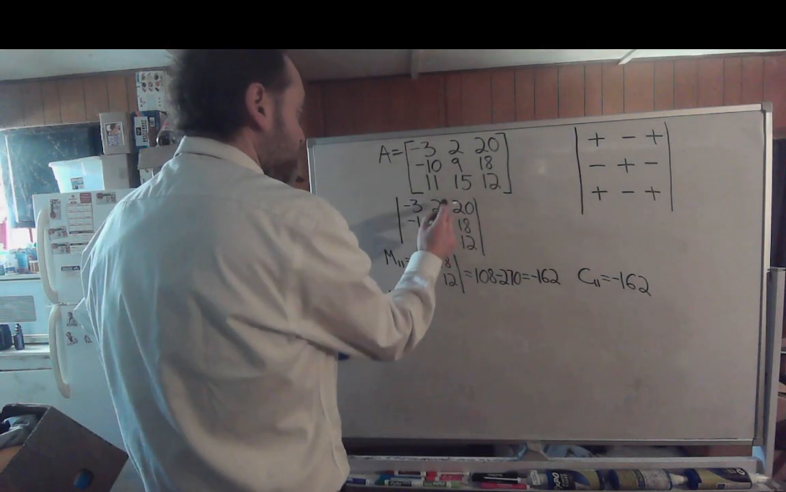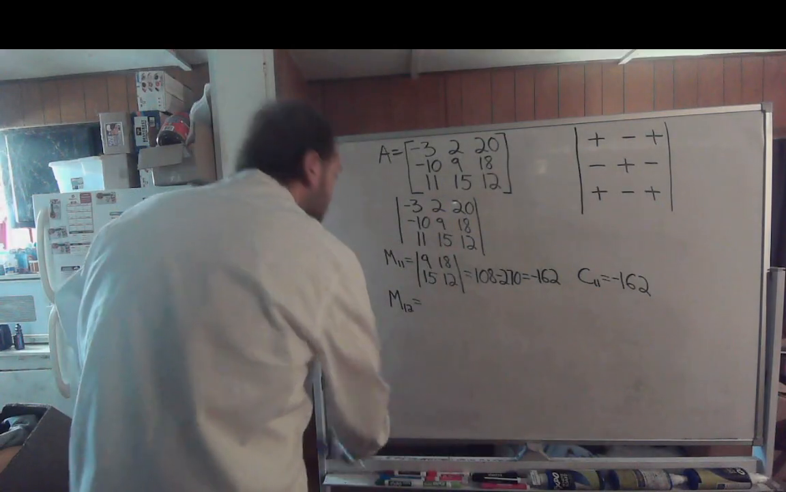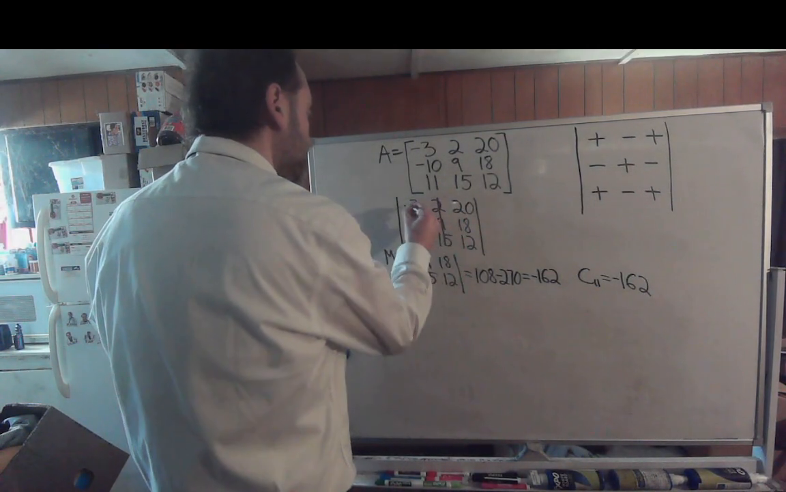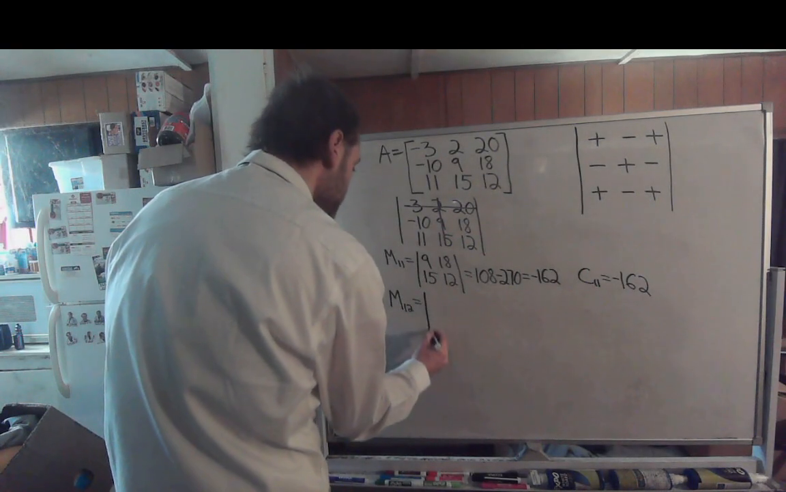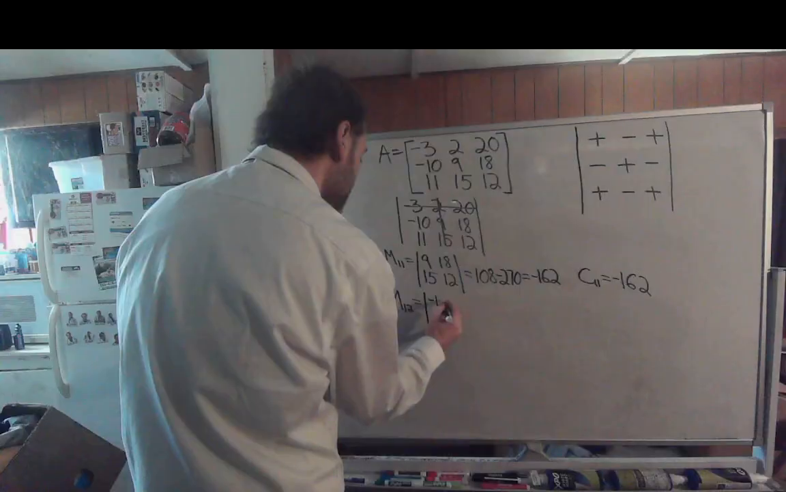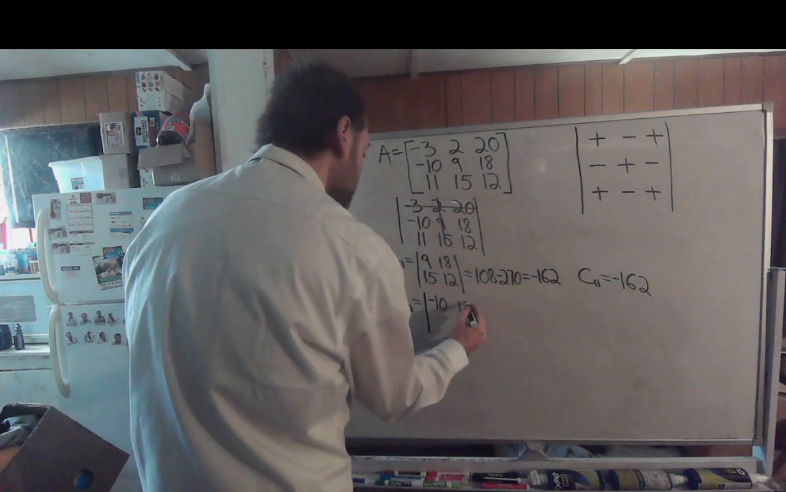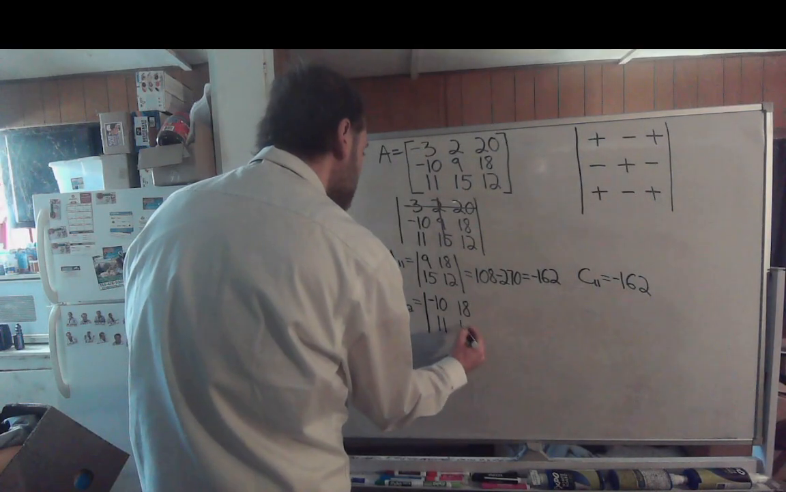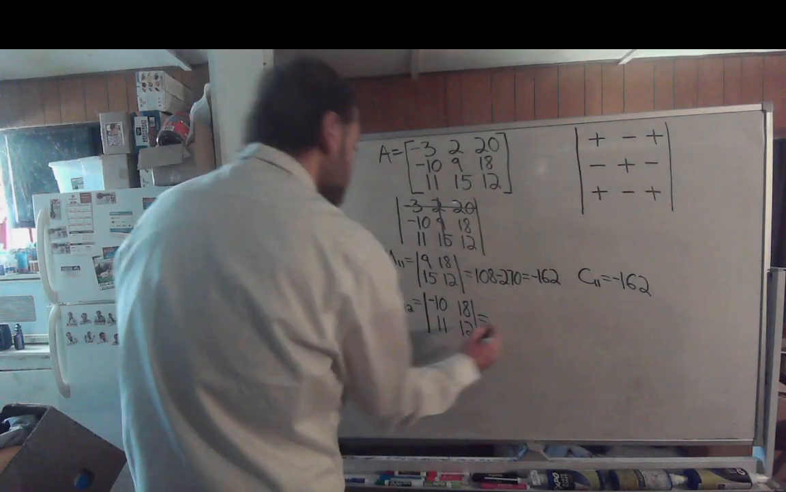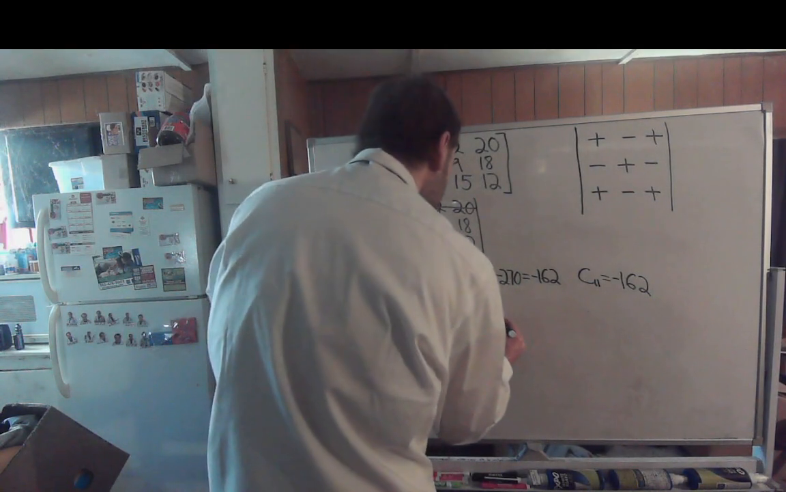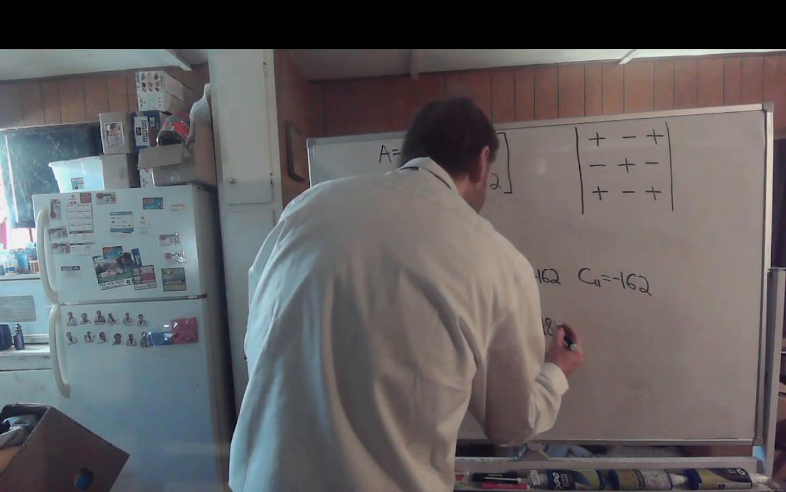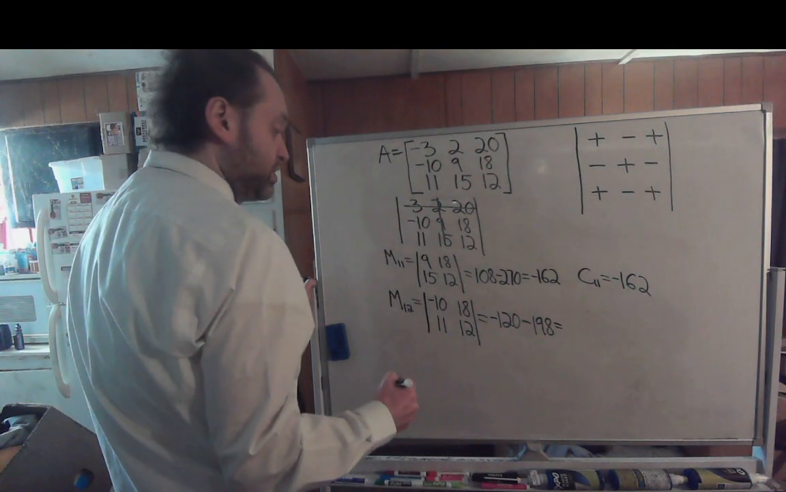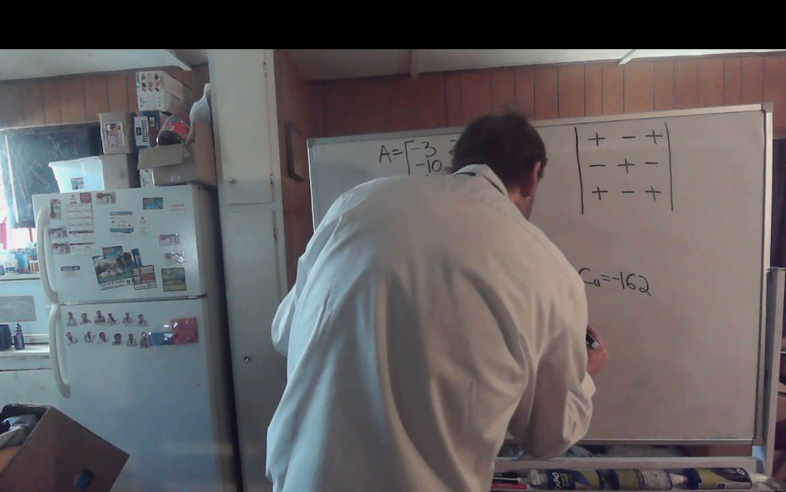So now we're going to find where that 2 is in row 1. We're going to strike out the column and the row that it occurs in, which will give you the determinant of negative 10, 18, 11, and 12. So let's see, negative 10 times 12 is negative 120, minus 18 times 11, which would be 198, which should end up giving you negative 318.